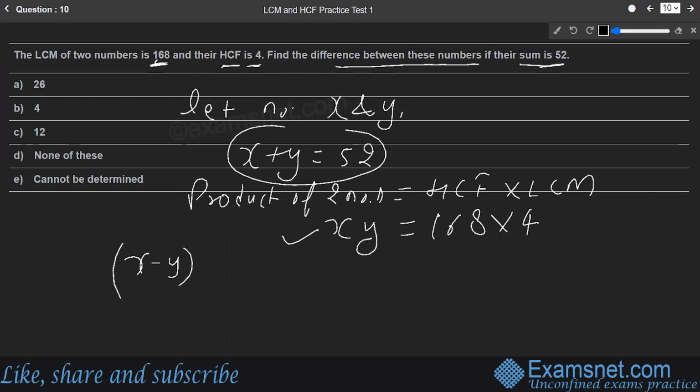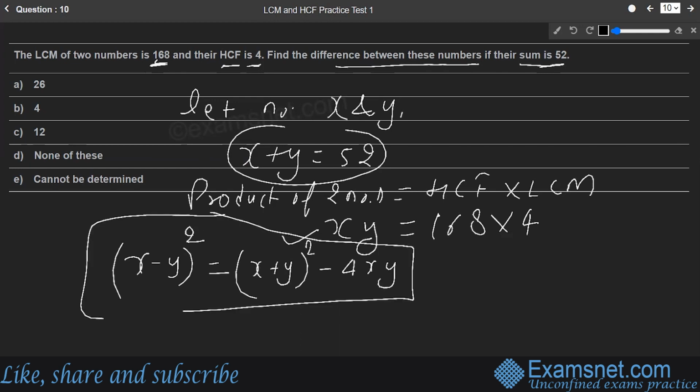Clearly there cannot be a direct way. We can do it by substitution also, but that will be too lengthy. So we can make use of the formula of x minus y whole square, which is x plus y whole square minus 4xy. Why am I using this formula? Because x plus y is available with me and xy is also available with me. So I will be able to find x minus y in a shorter way.